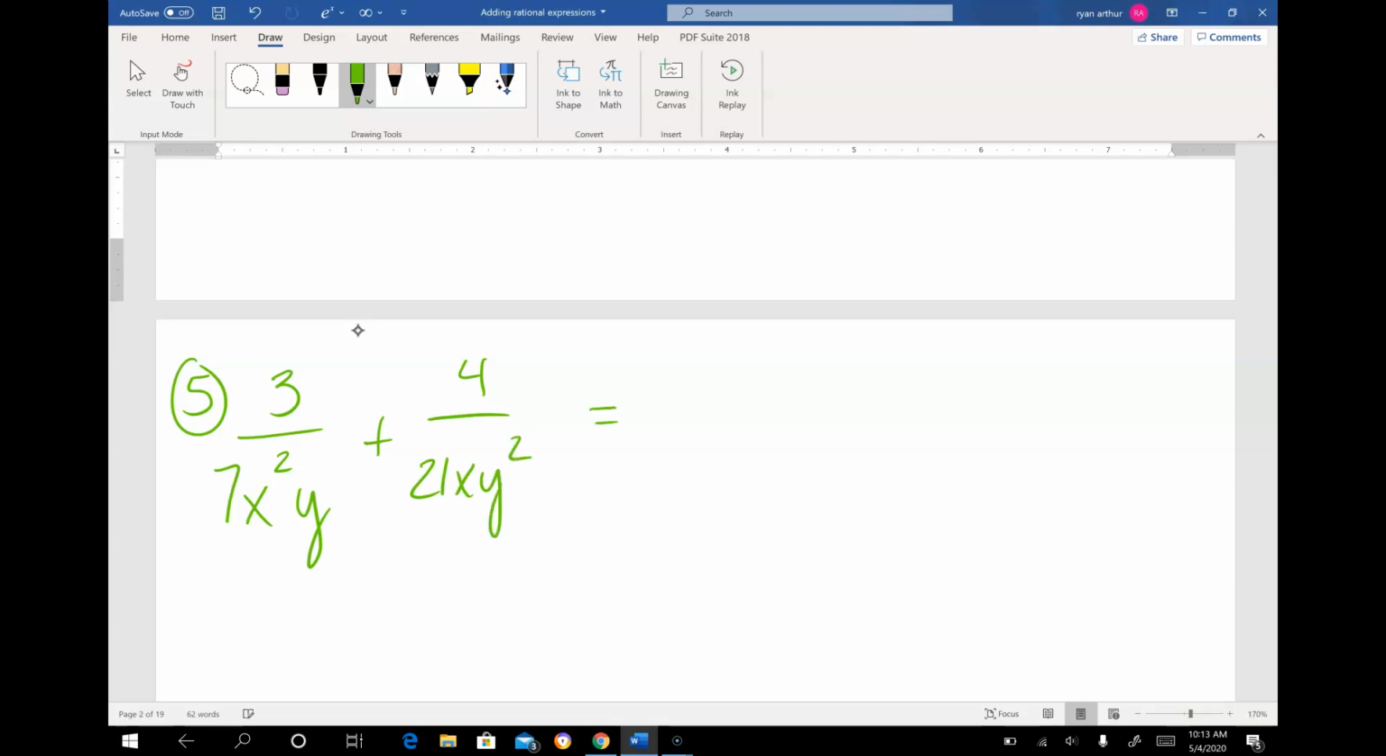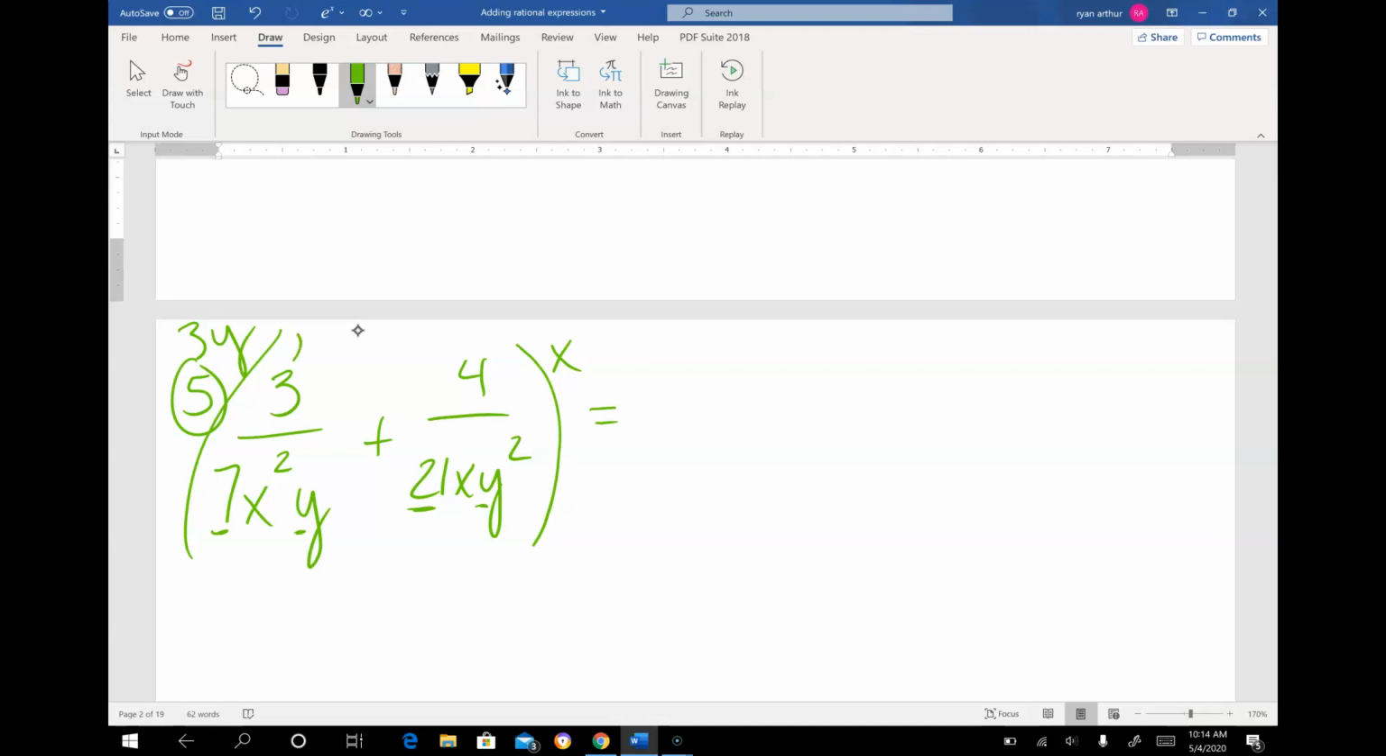So again, what is each denominator missing? Well, this is a 7 and a 21. I can make 7 look like 21, right? I can multiply this by 3. So that takes care of the coefficient. Now they both have x's, but this has an x squared and this is just an x. So to make this x look like an x squared, I need to multiply it by an x. This one has a y, but this is a y squared, so this is missing one y. So we're going to multiply that by 3y.